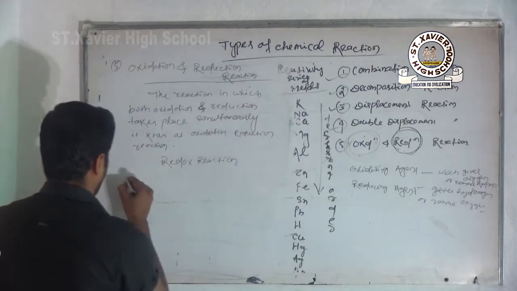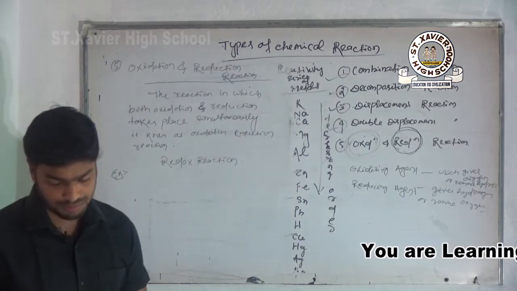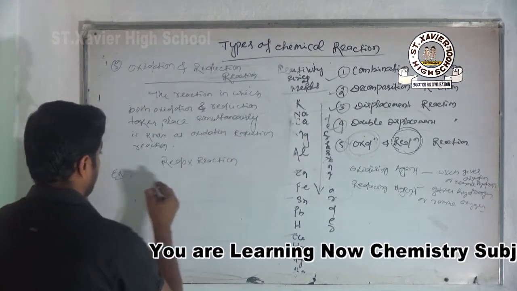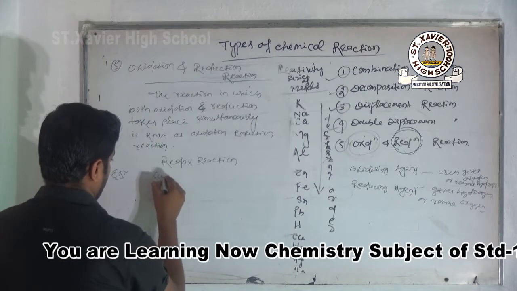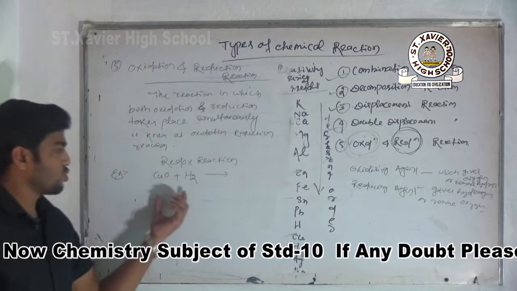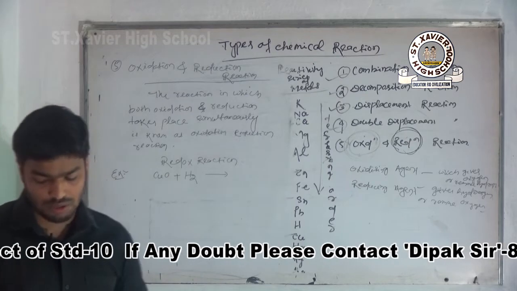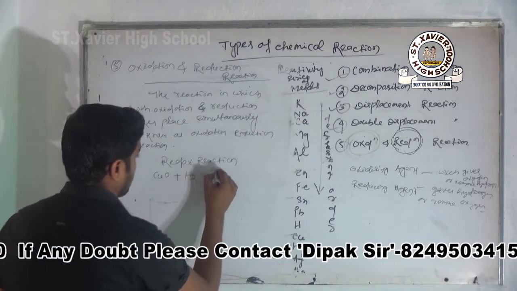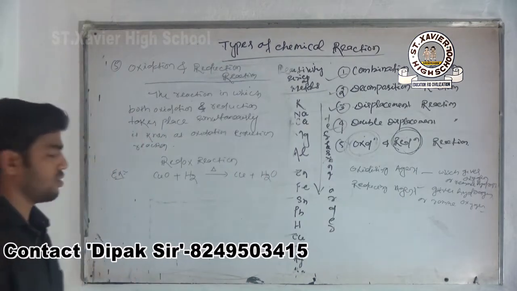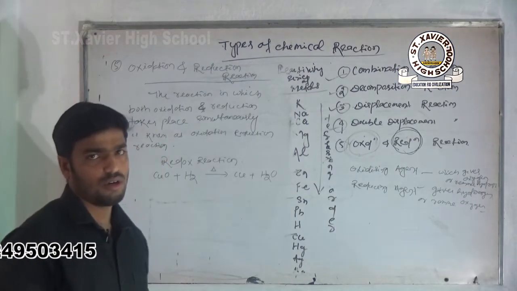Then what will be the example? Comes to the example of oxidation and reduction reaction. Let us take a simple example, that is copper oxide plus hydrogen. Here I am taking two substances, copper oxide and another one is hydrogen. On heating it will give copper plus water.